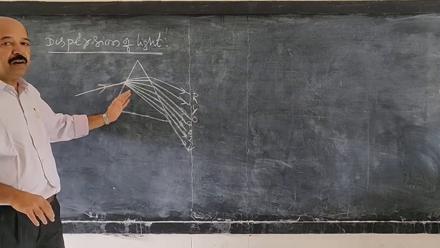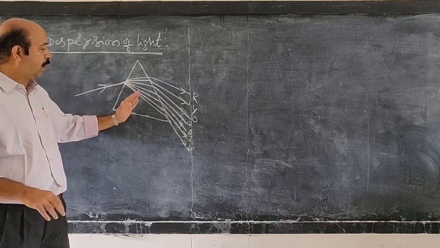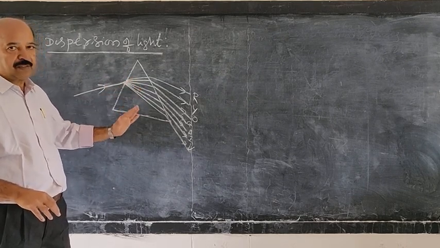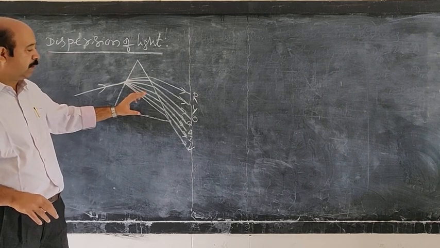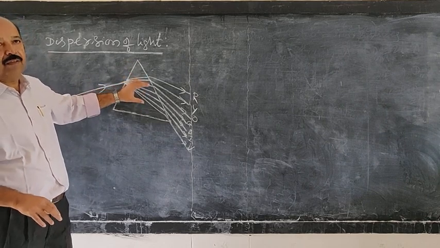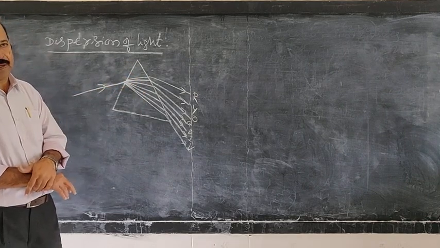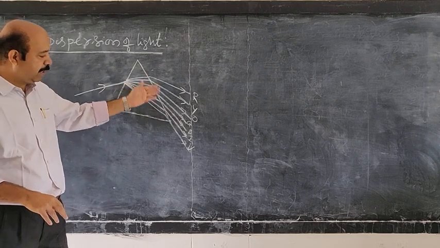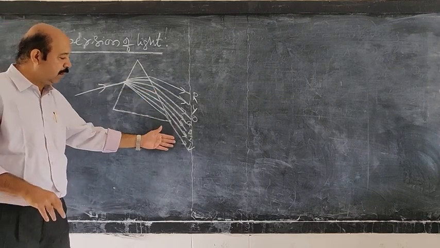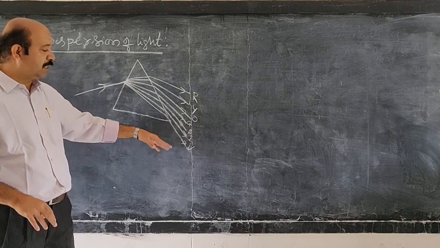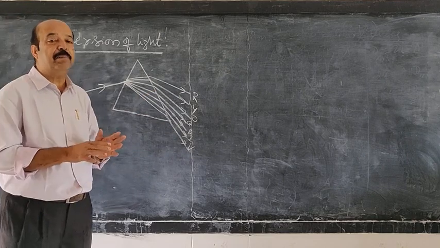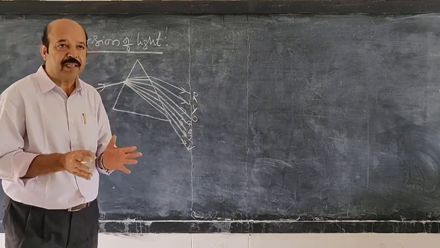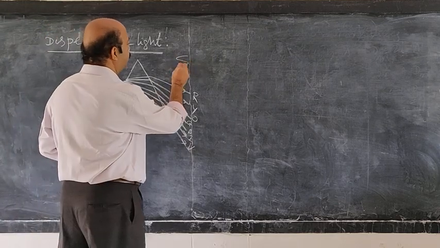So splitting of constituent colors in a composite light by refraction is known as dispersion. Since they deviate by different angles, you observe the pattern of colors in a sequence. This pattern of colors in a sequence is called a spectrum.